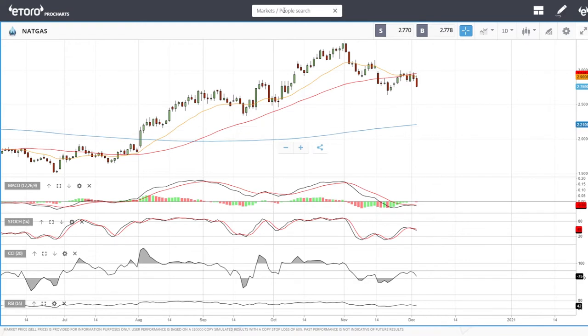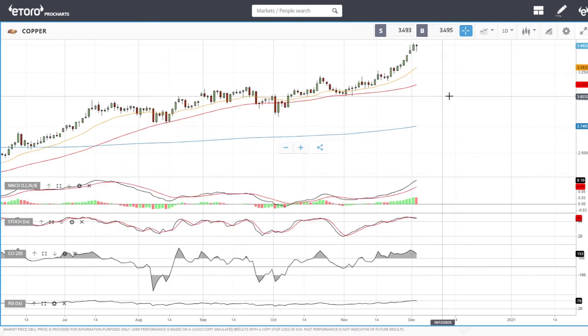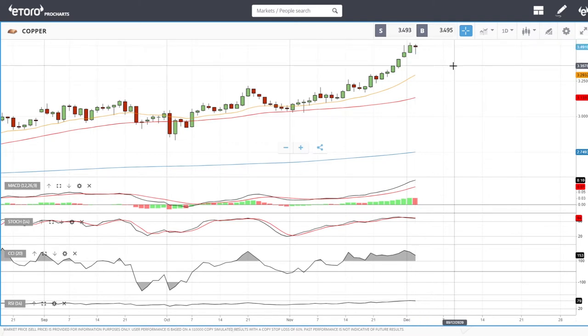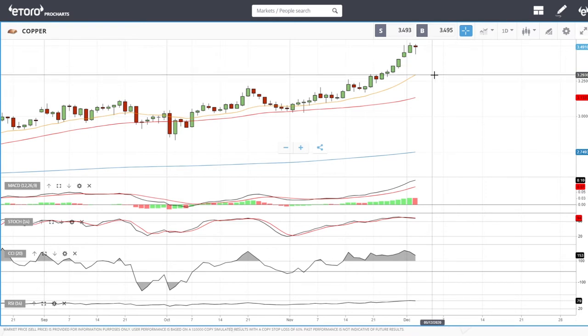So let's look at copper. Copper started to fall today. We went all the way down to 3.43 and then we rallied again. But I think this is a sign of weakness for copper. I think that this market is ready to take the fall towards the 20 exponential. So we may see copper fall down to 3.2 within the next probably 5 trading days.